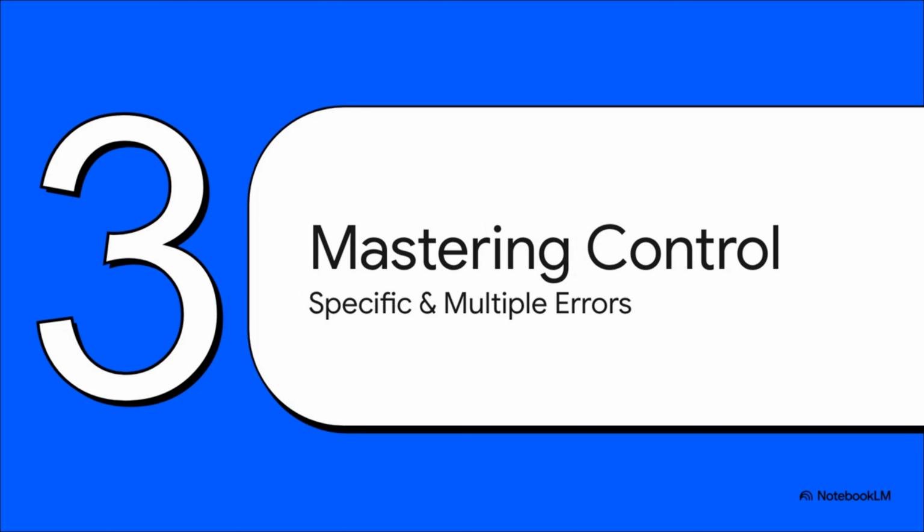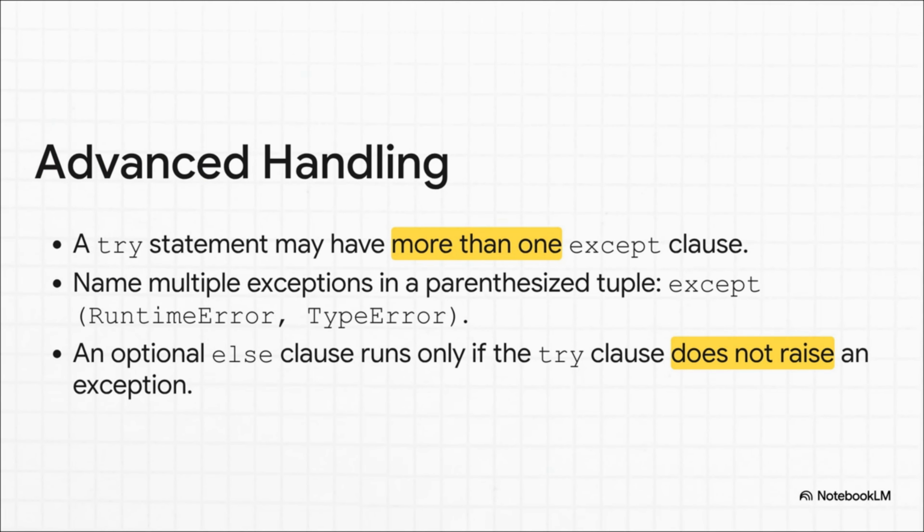Okay, we've got our basic safety net in place. Now, let's level up. We can get way more sophisticated and tailor our error handling for different problems, and even handle code that should only run when things go right. You can get incredibly specific. You can stack up different except blocks to handle, say, a ValueError one way and an OSError a different way. You can even catch a whole group of different errors in one single block if you want to handle them all the same.